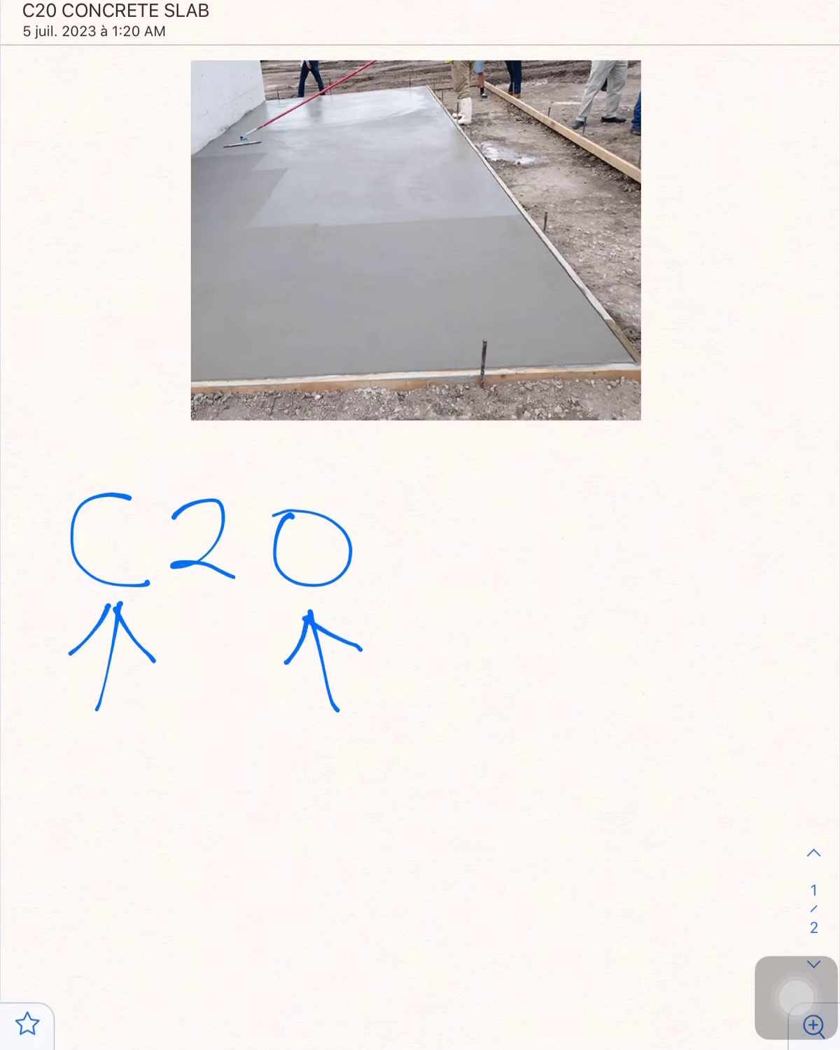What does that mean? C20, the C represents concrete. The number 20 represents the compressive strength of concrete after 28 days. We understand that concrete matures for a period of 28 days. After 28 days, it reaches its full strength. And so, for a C20 type of concrete, it means that after 28 days, this specific type of concrete will be able to withstand a capacity of 20 newtons per square millimeter. So this is what we mean by C20.